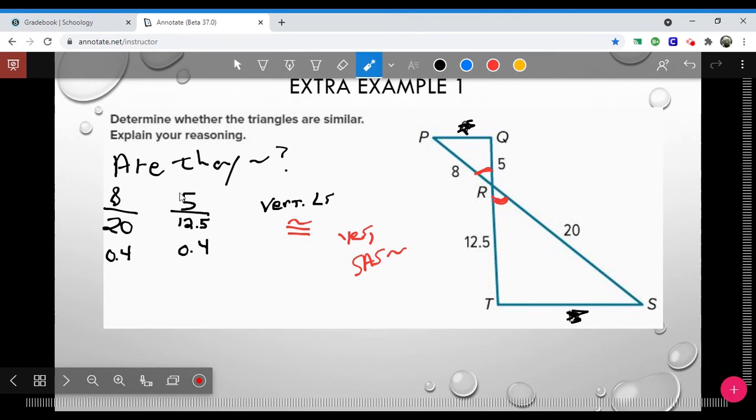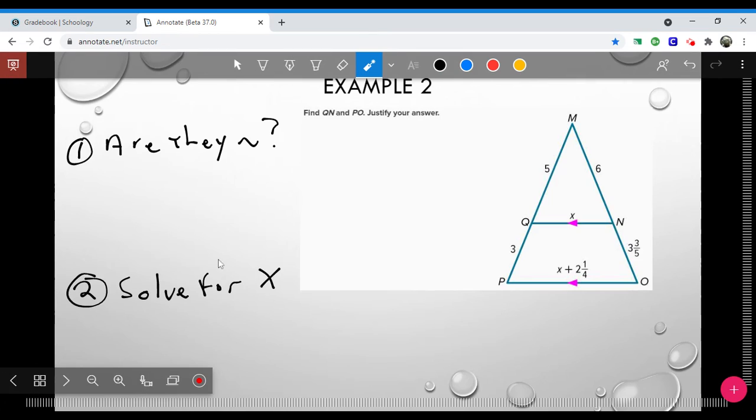Again, you'll have to show this work for the sides being proportional, talk about the vertical angles, and be able to say yes. And so the last kind of problems you're going to have in your homework, it's the same thing. Are they similar? It's really going to be two-part questions. That's what we've been dealing with. And then we're going to add a step: we solve for x.